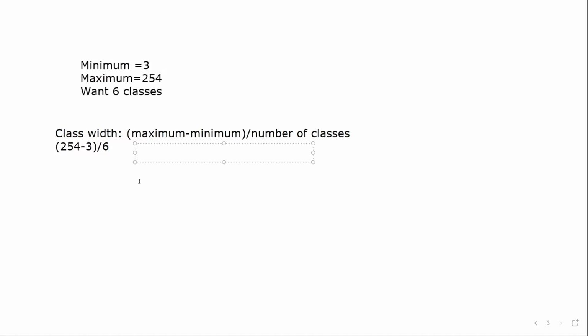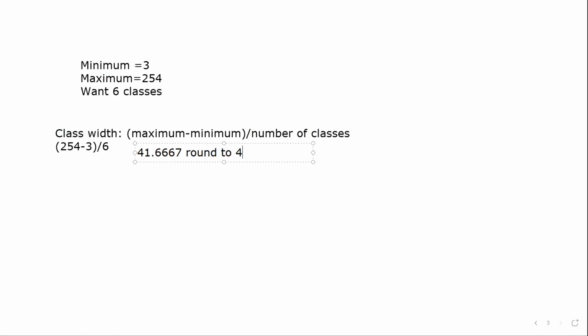41.6667. Okay. Do you round it to the nearest odd? We round to the odd, so we get 43. 43 is our width. So we have 41.6667, and that rounds, we're going to round to 43.